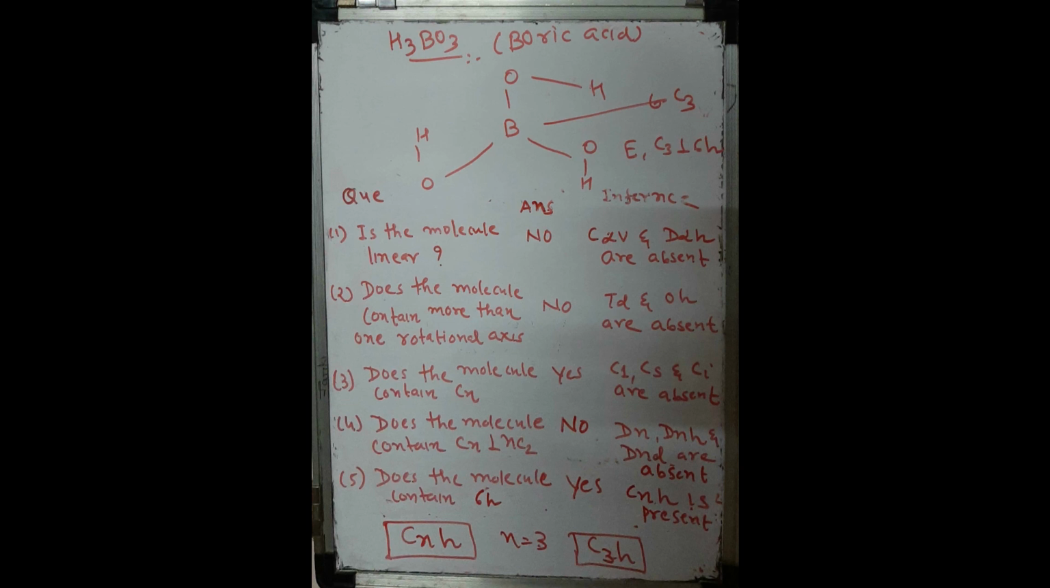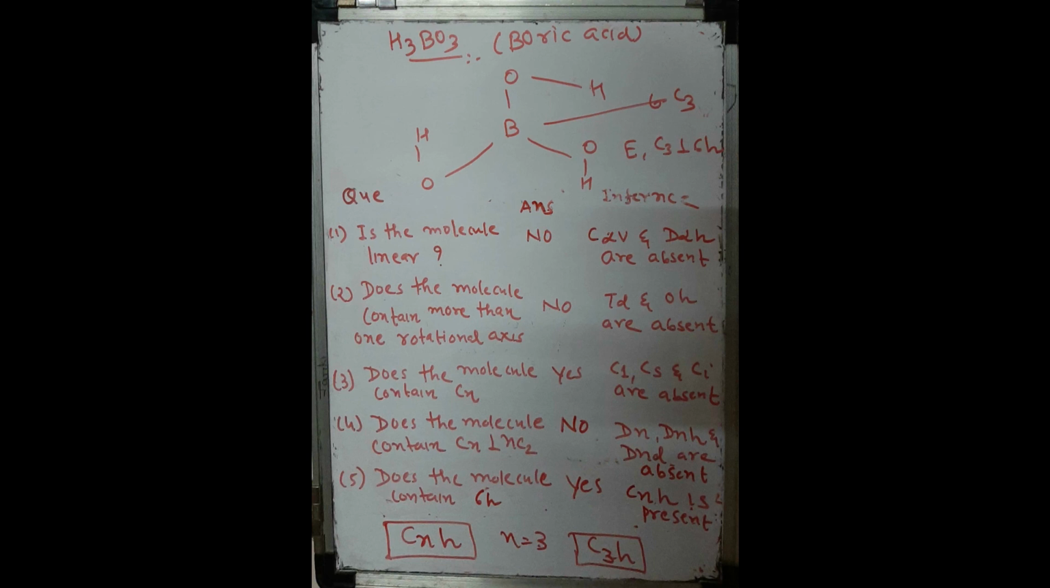Third question, does the molecule contain Cn? Answer is yes, that means C1, Cs and Ci are absent. Fourth question, does the molecule contain Cn perpendicular to nC2 axis? Answer is no, that means Dn, Dnh and Dnd are absent. Fifth question, does the molecule contain sigma h? Answer is yes, therefore Cnh is present. Here n is equal to 3, therefore point group of this molecule is C3h.